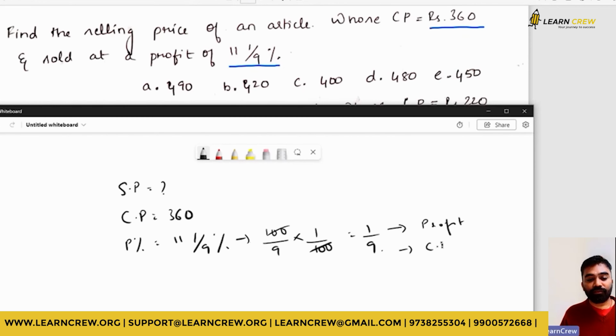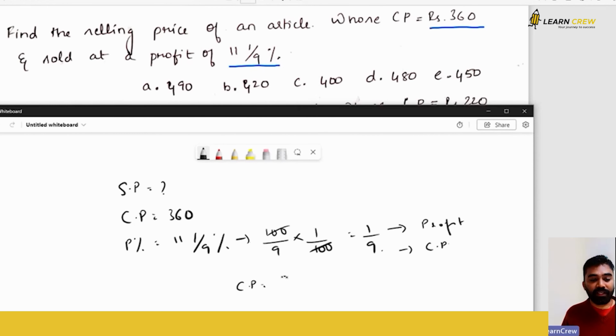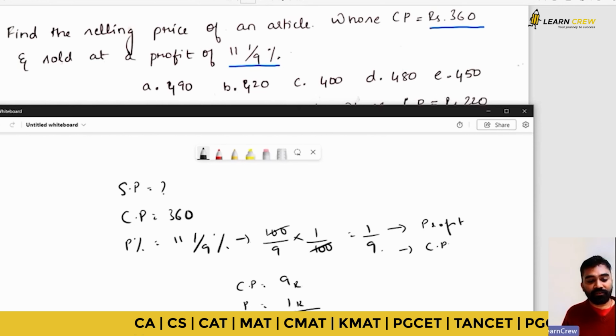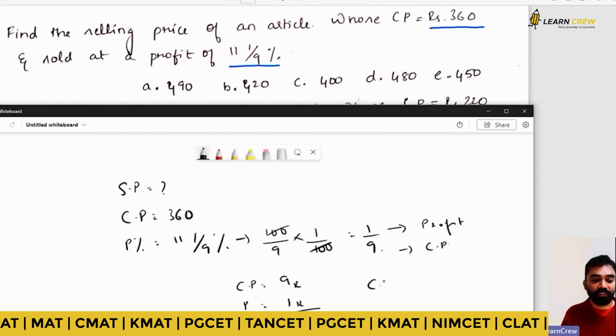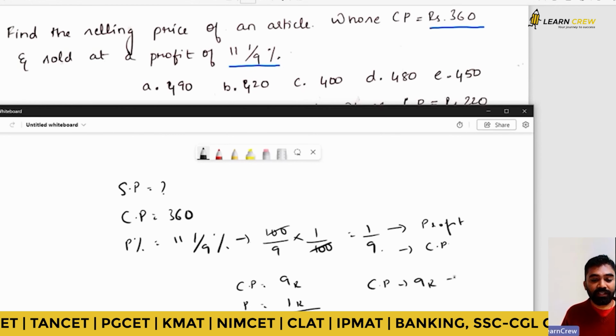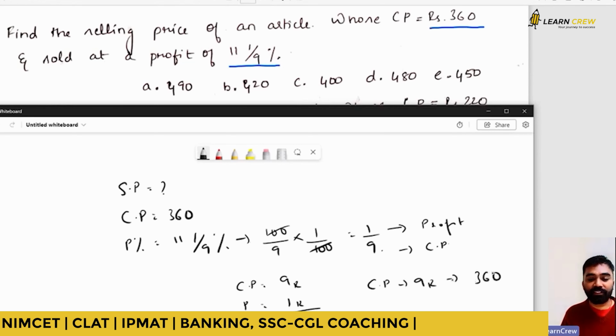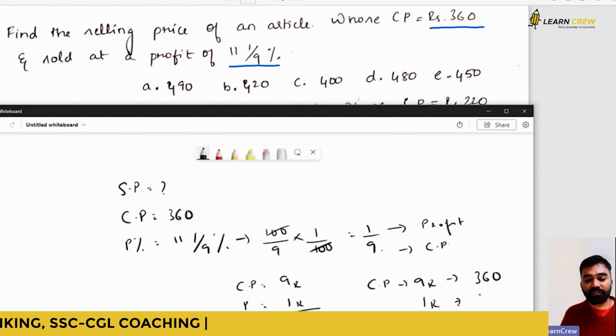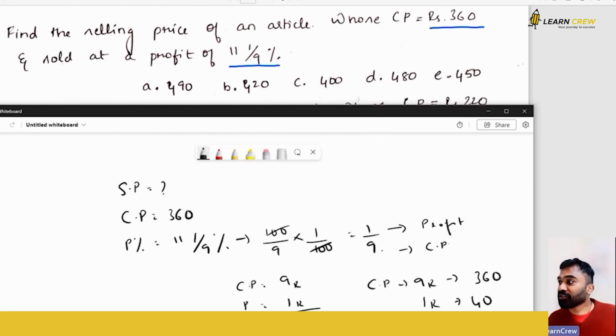This becomes the cost price. My cost price is 9 ratio. My profit is 1 ratio. So my selling price is 10 ratio. Okay. So my cost price is 9 ratio and the cost price value is 360. So a single ratio value is 40. So 10 ratio value is 400. This is clear. Understood or not?